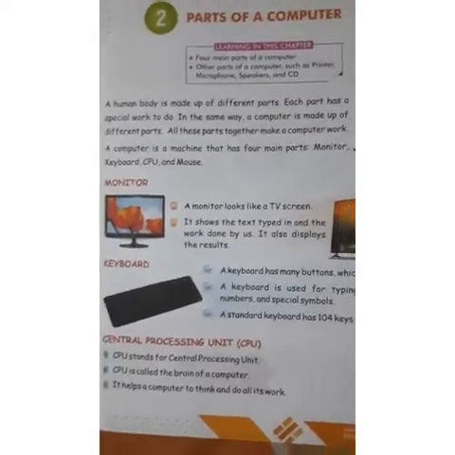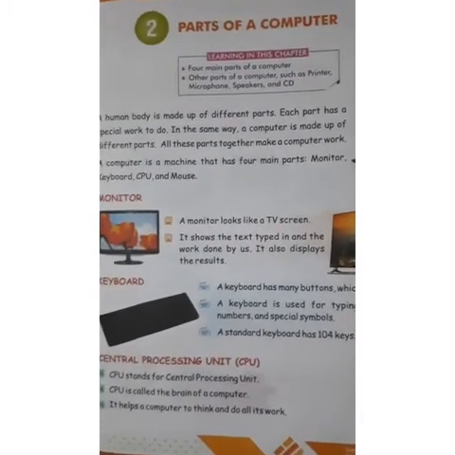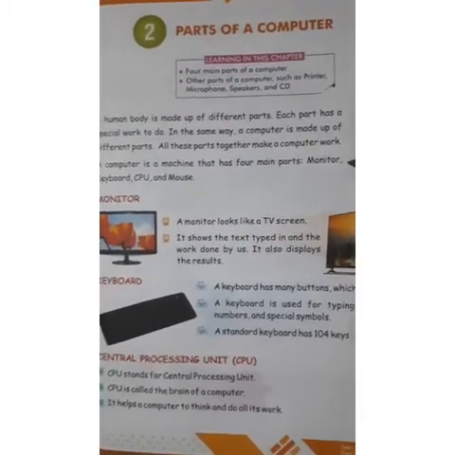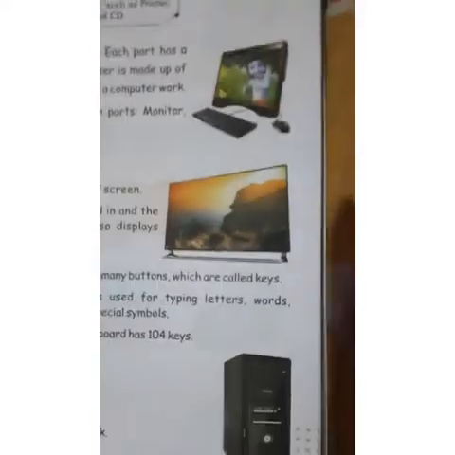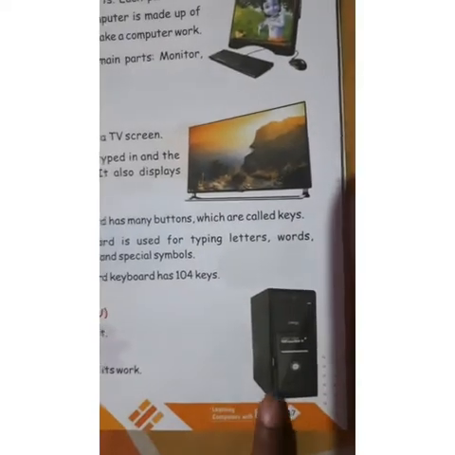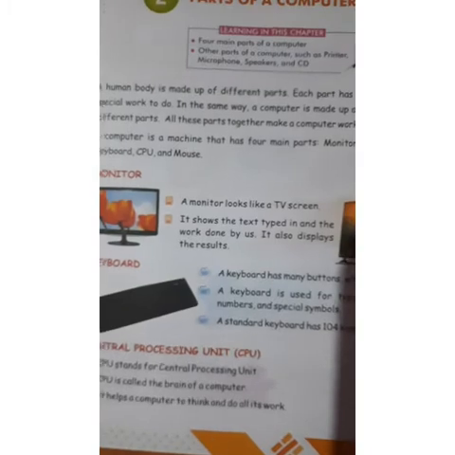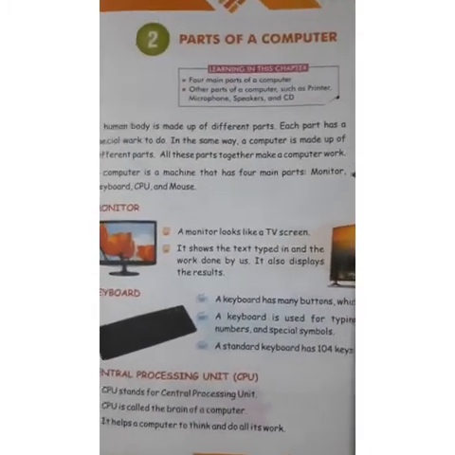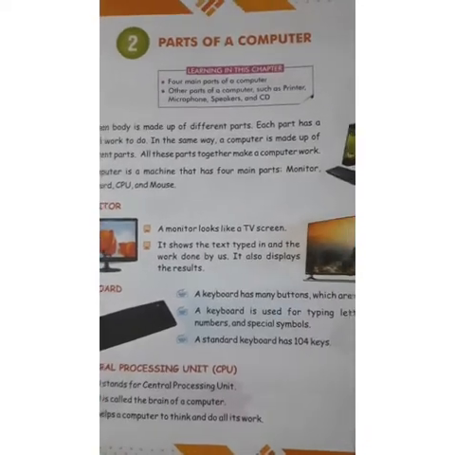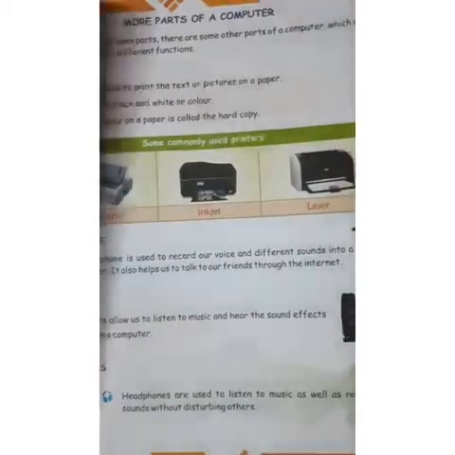Okay, now we'll talk about the CPU. Can you tell me the full form of CPU? Okay, I'll tell you. The full form of CPU is Central Processing Unit. This is the CPU. CPU is called the brain of a computer because it does all the jobs of computer. It helps a computer to think and do its work.